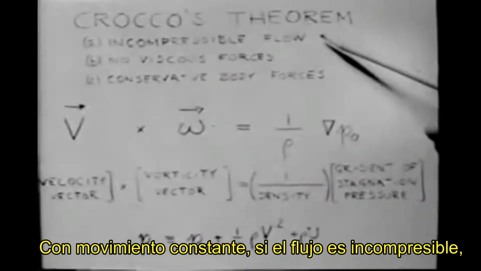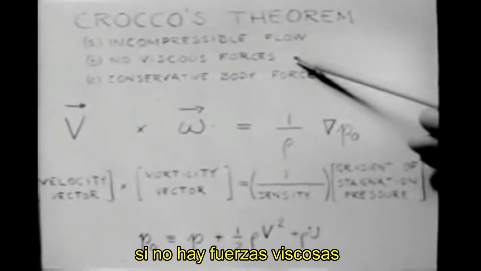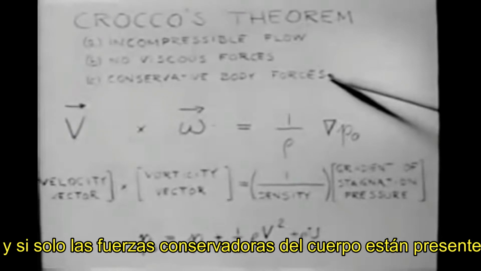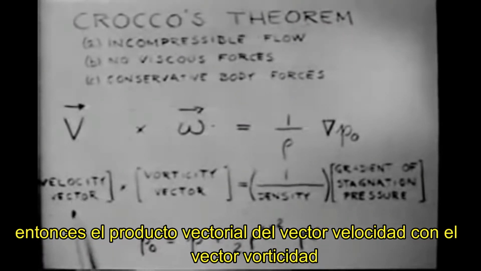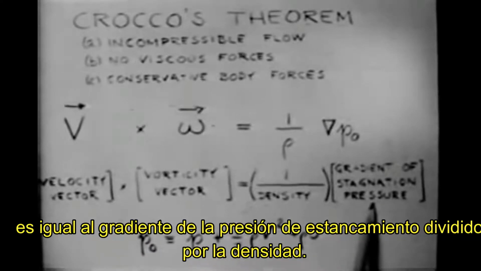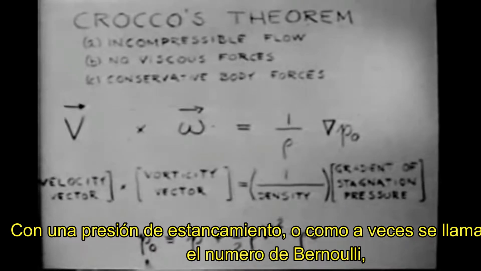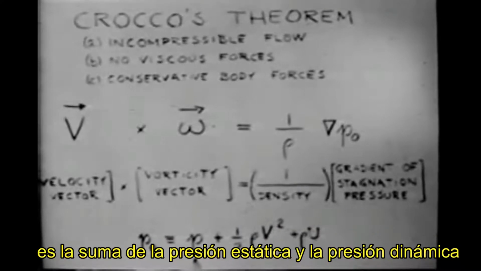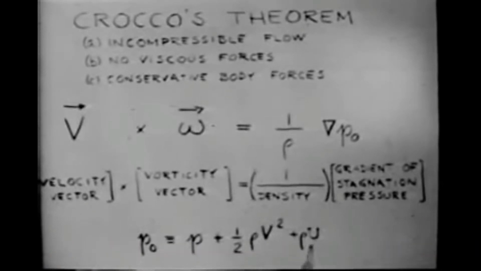With steady motion, if the flow is incompressible, if there are no viscous forces, and if only conservative body forces are present, then the vector product of the velocity vector with the vorticity vector is equal to the gradient of the stagnation pressure divided by the density, where the stagnation pressure, or as it is sometimes called the Bernoulli number, is the sum of the static pressure and the dynamic pressure and the pressure associated with a body force field.